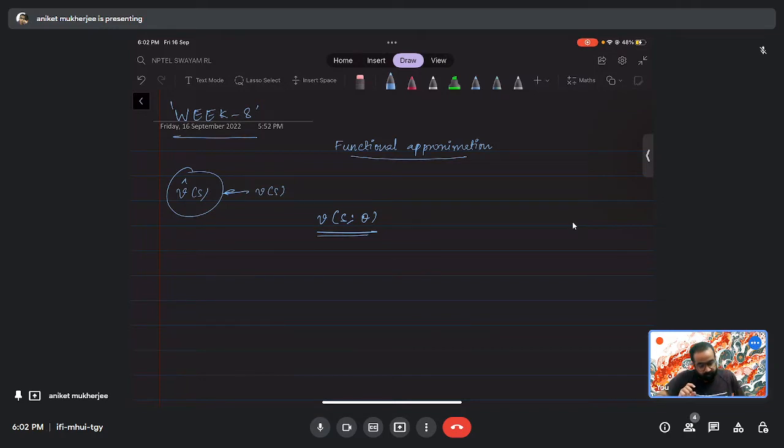Now you want the parameterized value function to be as close to the true value function which is given. I think sir looked into one of the special cases, where it was a linear functional approximation.